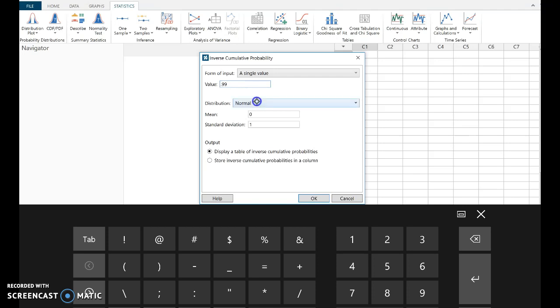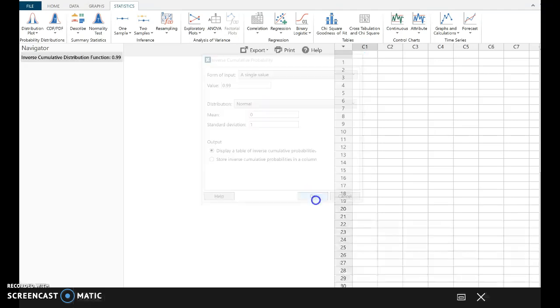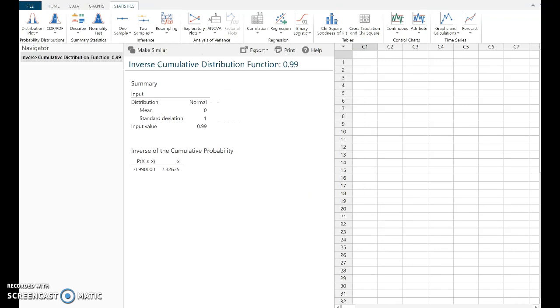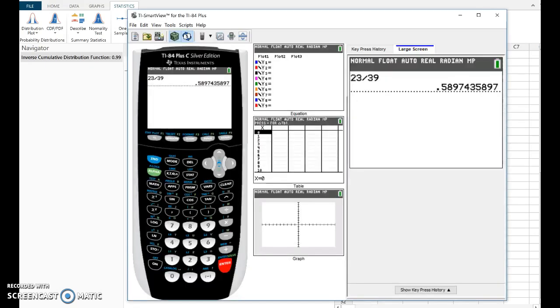Notice this is already set to normal with 0 and 1. And notice that this value here, 2.33. So you could grab it from here in Minitab. You could also just go to the table I gave you. I gave you a table that outlines all these famous z-scores, the critical z-scores. You could also go to your calculator.